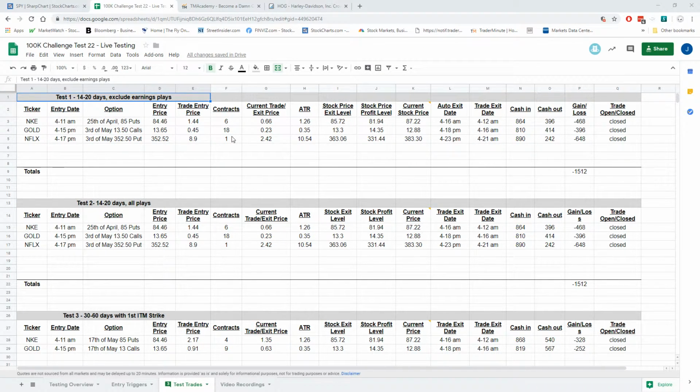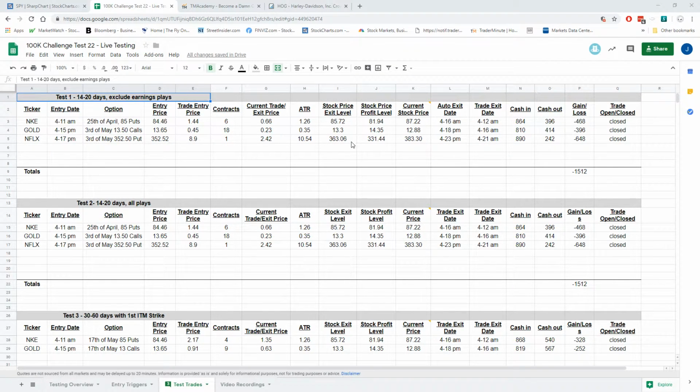Contracts, number of contracts traded. Current trade or exit price, right? So whatever the current price is, or the exit. Now this does have to be manually updated, right? So it's not going to be a real time thing, but the exit price will always be the correct exit price there. And then the average true range of the stock. This is very important in calculating the decision-making process, or when do we need to exit a winner, when do we need to exit a loser.